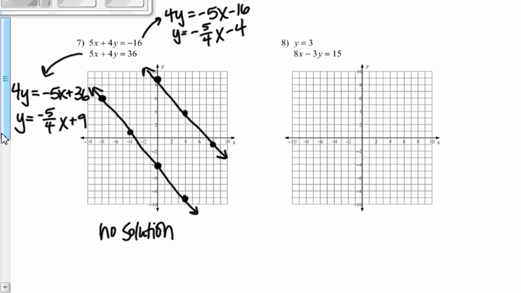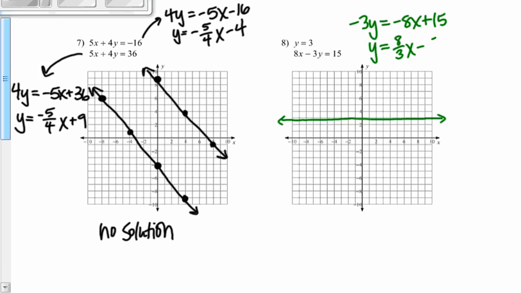All right, on number 8, our first equation is just a horizontal line at 3. And our second equation we need to put in slope-intercept form. So I'm going to subtract 8x over, and then divide by negative 3. So that would be positive 8/3 x minus 5. So y-intercept of -5 and a slope of 8/3.